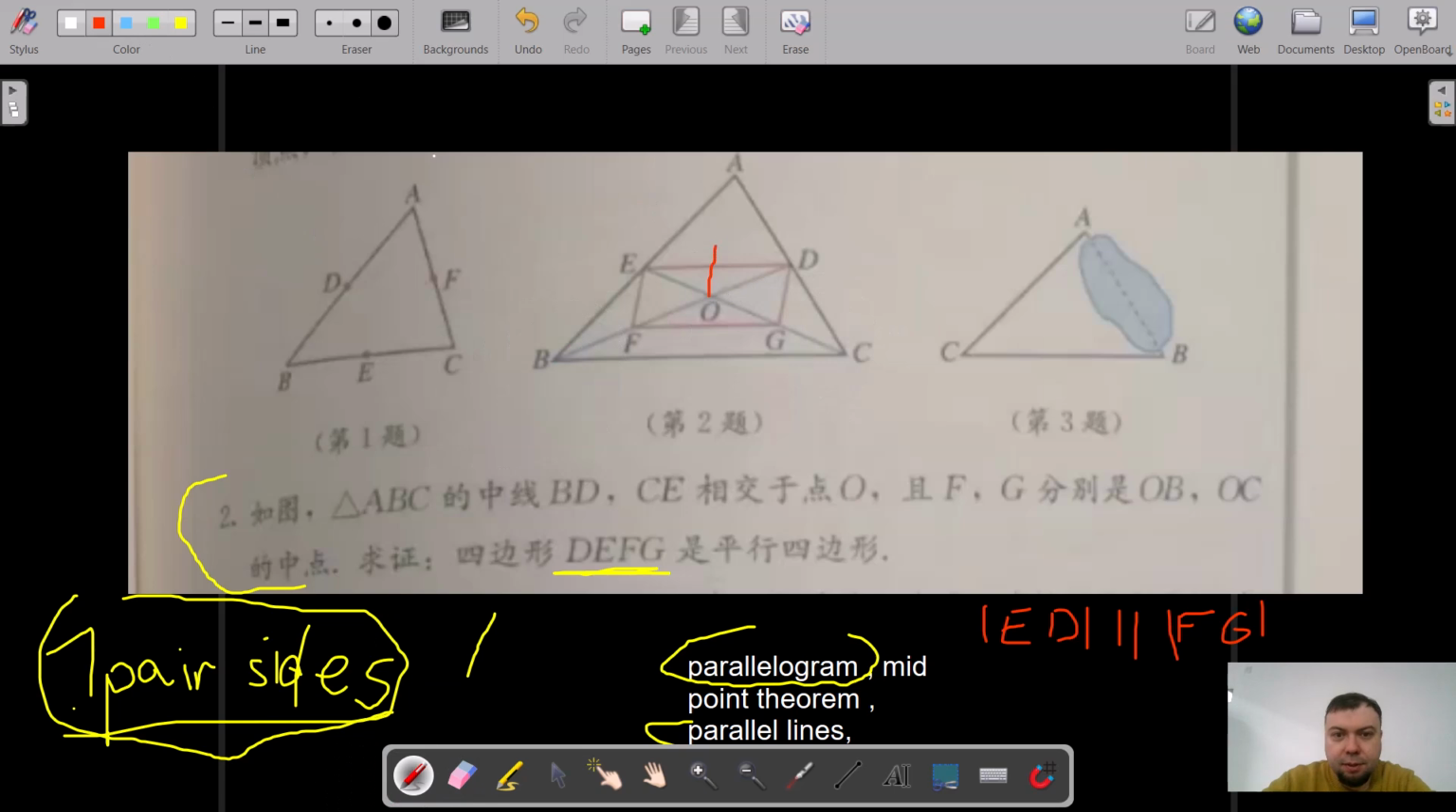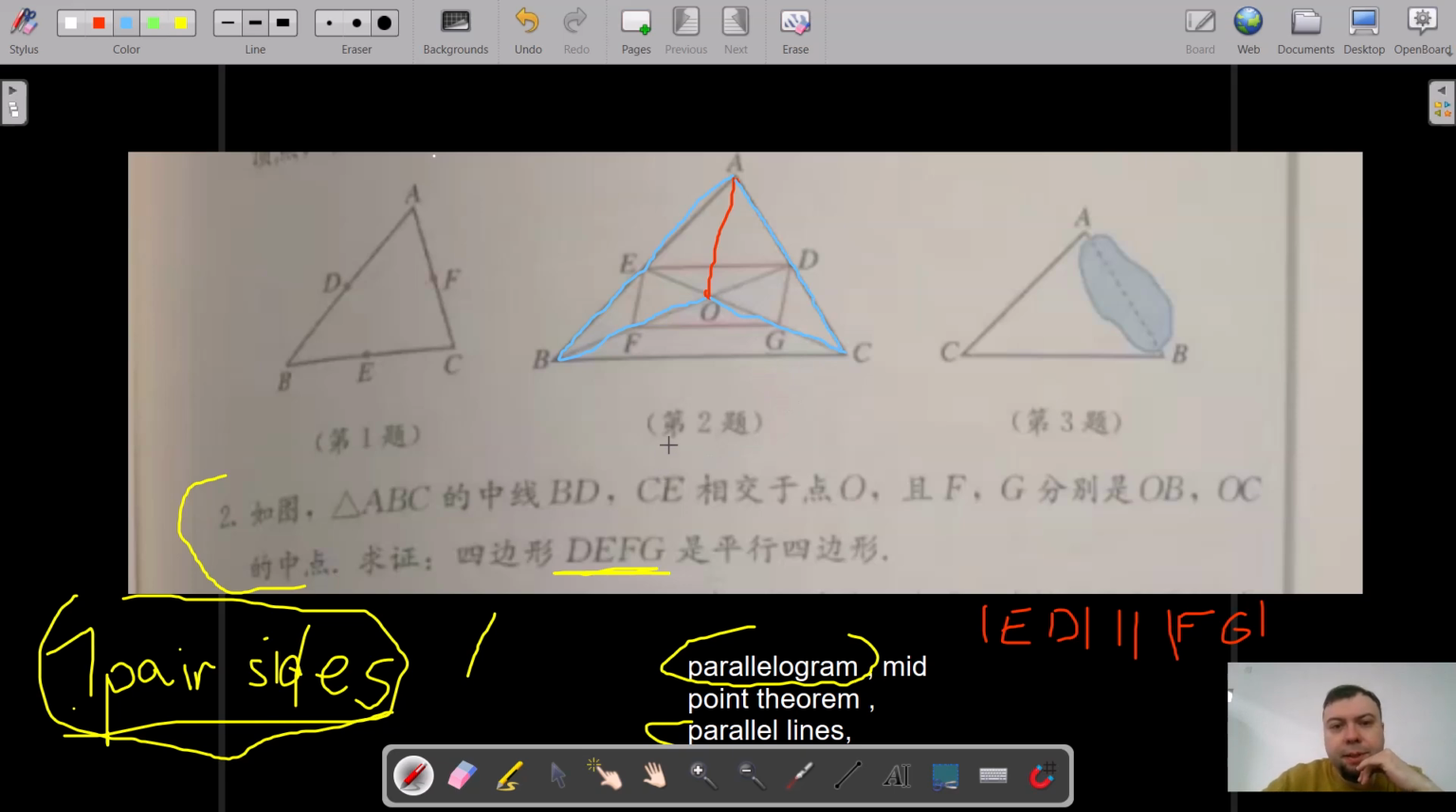If you draw a line segment from point O to A, you create new triangles. You will create new triangles. Look, so we have triangle ABO, this is one triangle here. And you have another triangle, AOC. And now what do you see?